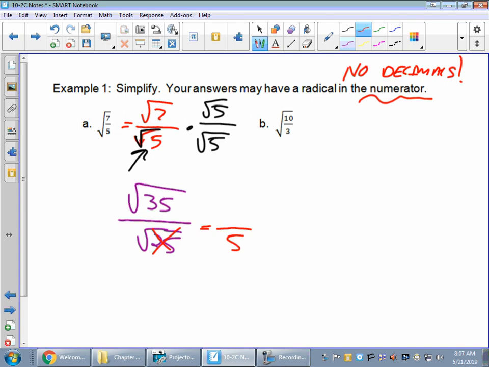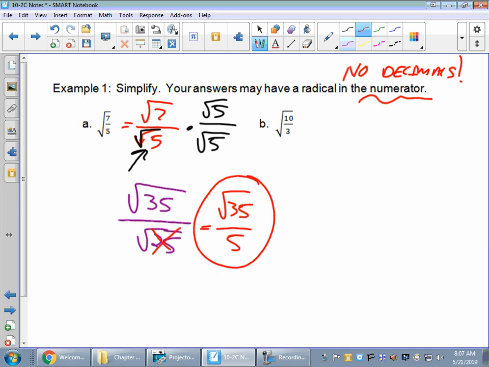And then square root of 35, there is no real way to break that down because there are no perfect square factors in there. You've got 7 and 5, 1 and 35, that's it. So that would be our final answer right there, square root of 35 over 5. And that is good because that 5 is not a radical in the bottom. Okay?